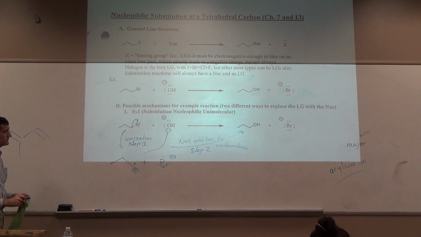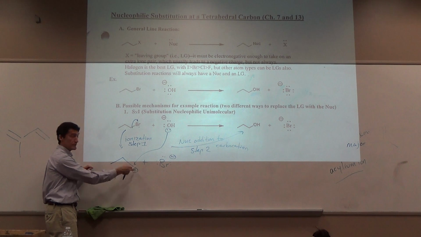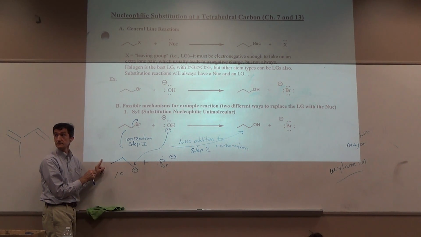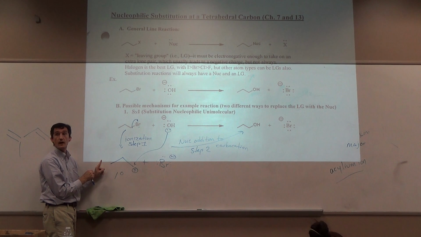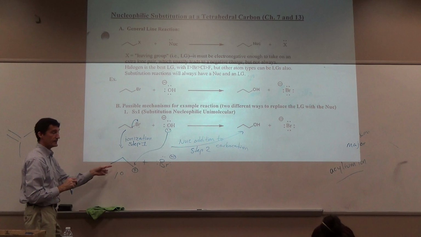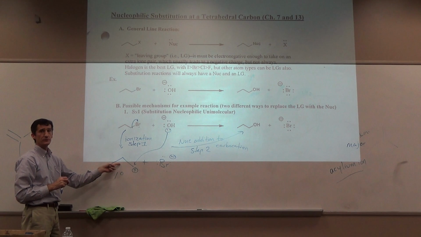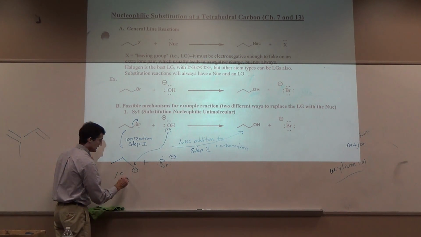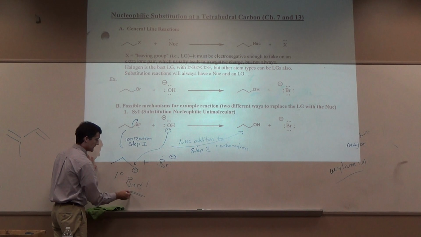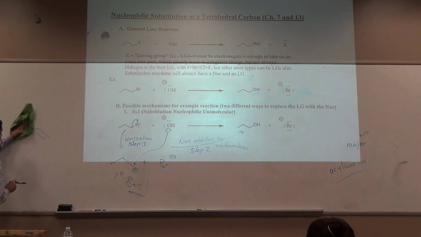Do you like this mechanism? Do you like our intermediate? What intermediate did I form? Primary carbocation. Do you like this? Good, bad? I thought we answered that before. It's not that good. Never form carbocations. Mass spec is okay, but not that good for mechanisms. This is pretty bad. That makes me not like this mechanism. The mechanism I just showed is an SN1. Why is it an SN1?